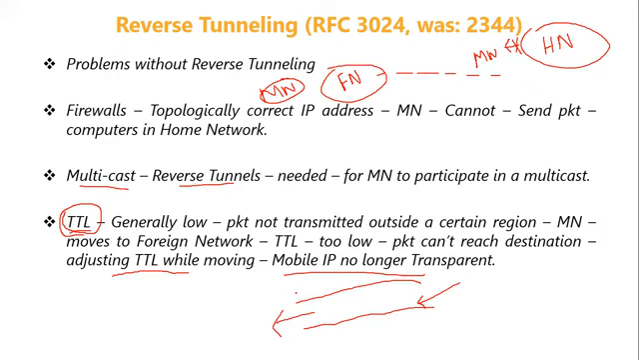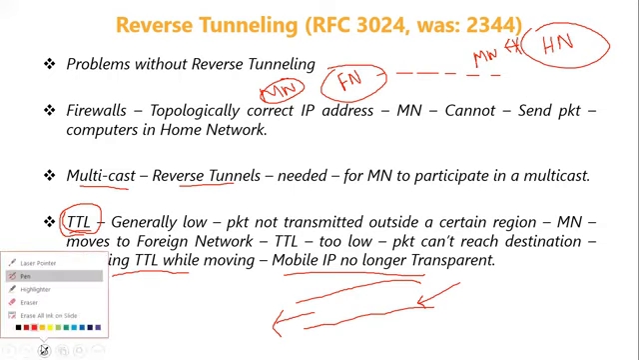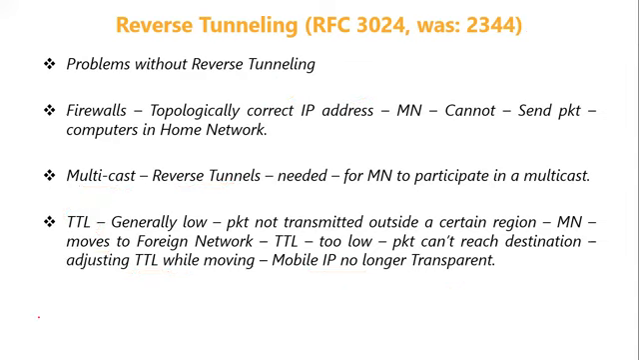So these are the three reasons. The first is the issues created with firewalls. The second is multicast, and the third one is that we don't want to adjust the TTL value when the mobile node is moving. Because of these reasons, we are going for the concept called reverse tunneling. Reverse tunneling was specified through RFC 3024, request for comments.